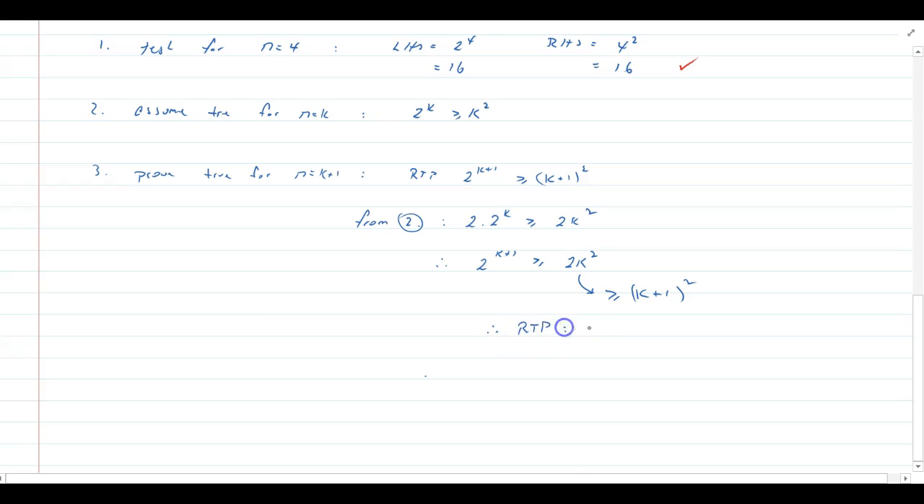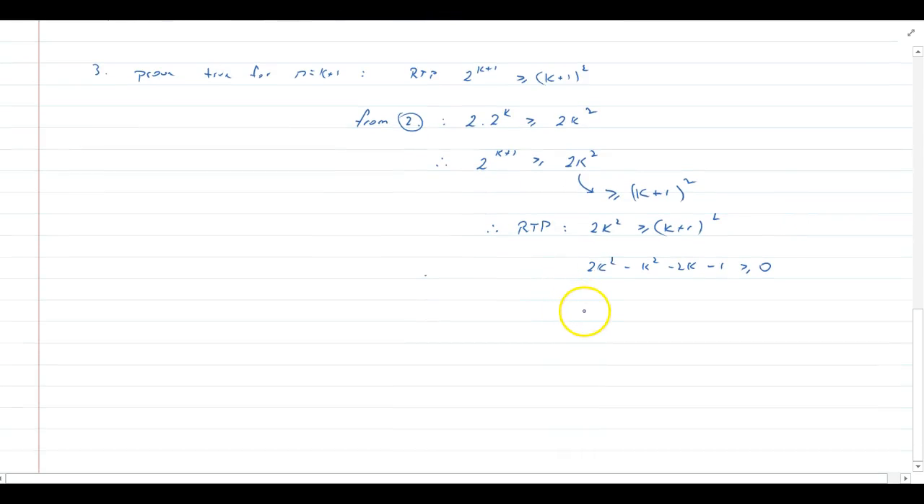So therefore, what I'm required to prove is that 2k squared is greater than or equal to k plus 1 squared, or that 2k squared minus k squared minus 2k minus 1 is greater than or equal to 0, or that k squared minus 2k minus 1 is greater than or equal to 0. So I'm now going to stop writing the inequality. I'm going to work with the left-hand side. Left-hand side is equal to.